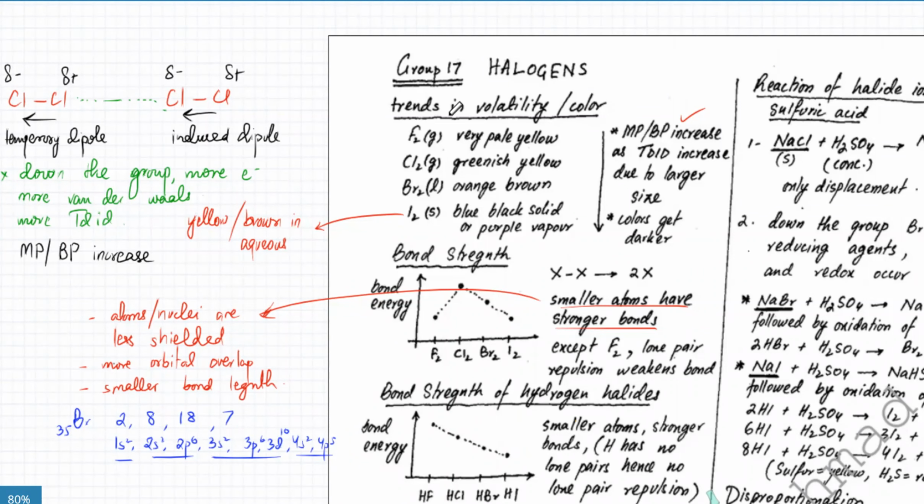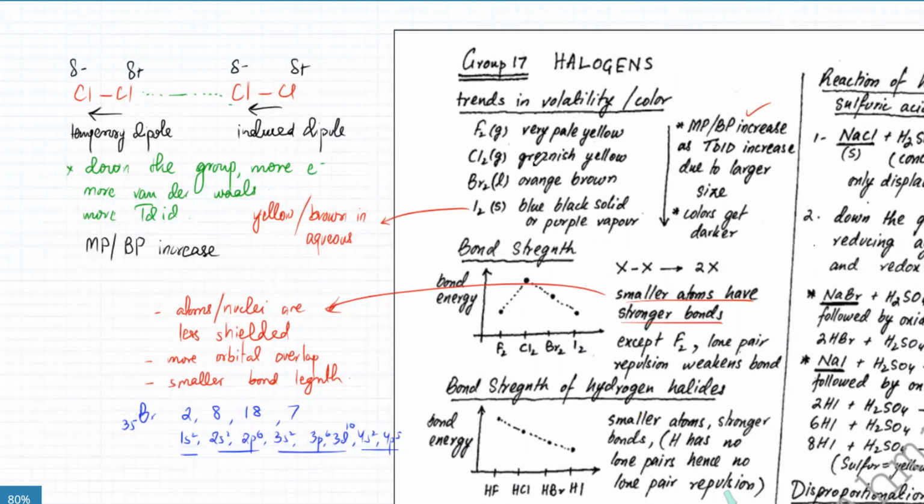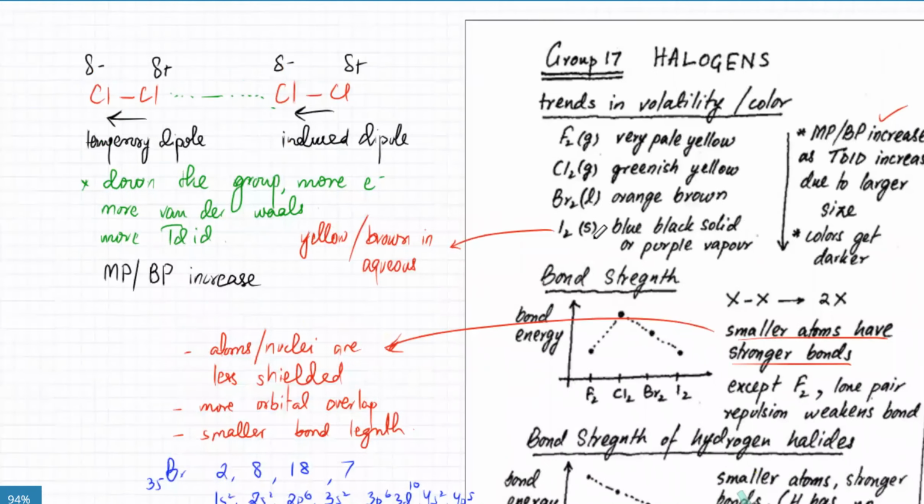So group 17, we had trends in volatility. We discussed that. Down the group, the melting and boiling points increase. They become less volatile. Why? Because they've got van der Waals forces, temporary dipole induced dipoles, which increase with size as the number of electrons increase. Colors, they become darker as well.